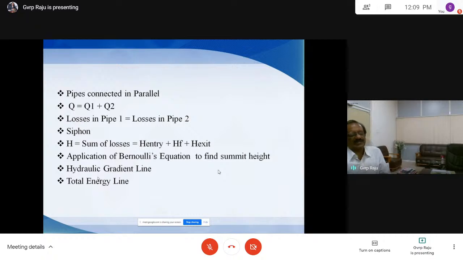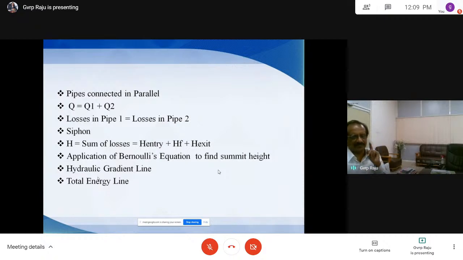And the second one is the total energy line. The name is very clear. Total energy consists of all the heads: we have pressure energy, dynamic energy and datum. So the sum of pressure head, velocity head and datum head is defined as the line which gives the sum of pressure head, datum head and velocity head at different points of a flowing fluid in a pipeline.